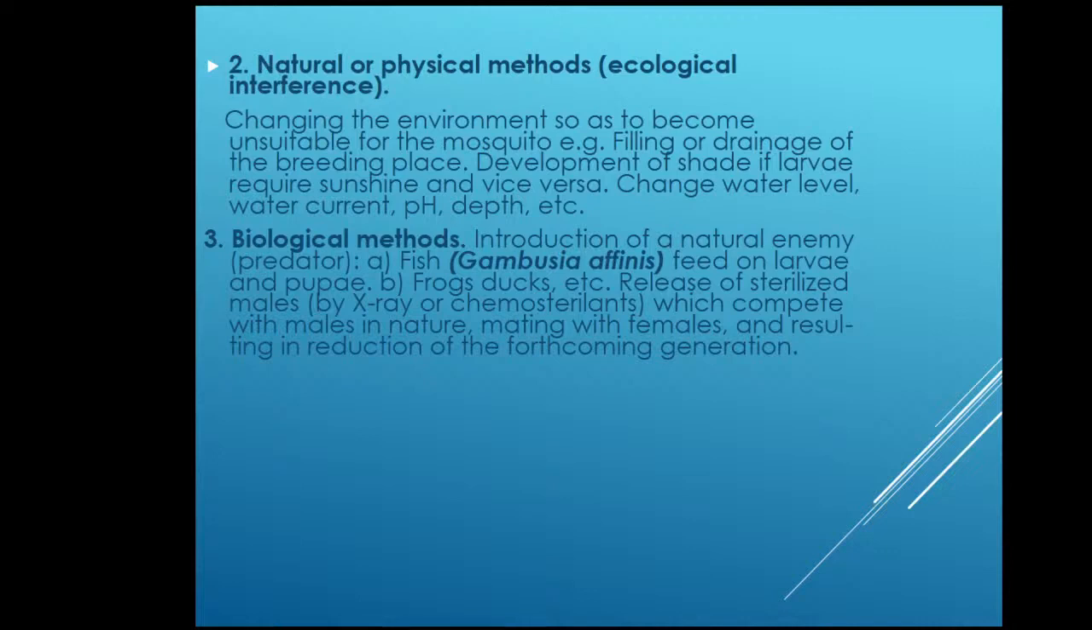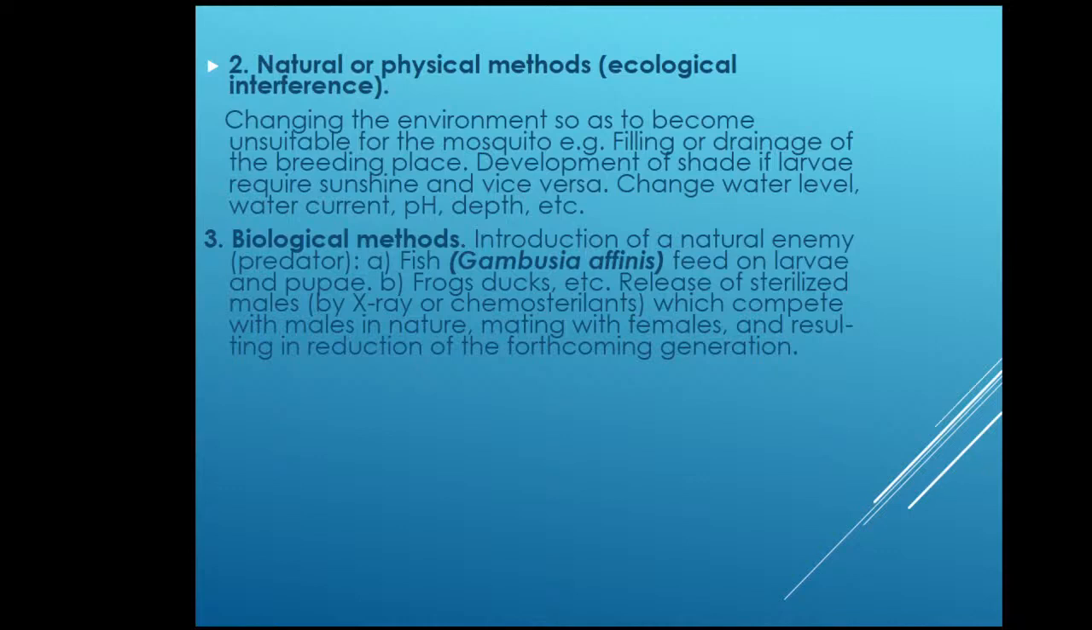The biological methods are using natural enemies or predators of mosquitoes. These are fishes. Gambusia affinis is a fish which feeds on larvae and pupae of mosquitoes. Frogs and ducks are natural enemies which feed on mosquitoes.